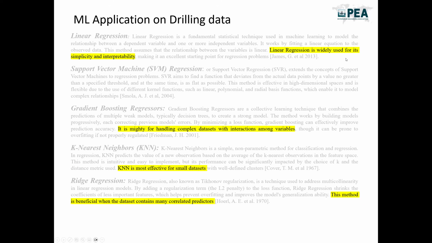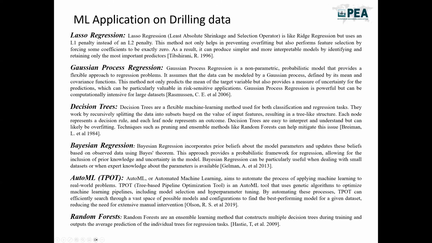It is widely used. It is simple. It is easy to interpret. Gradient boosting regressor is mighty for handling complex data sets with interactions among variables. KNN is most effective for small data sets. Ridge regression is beneficial when the data set contains many correlated predictors. The same goes for the others.